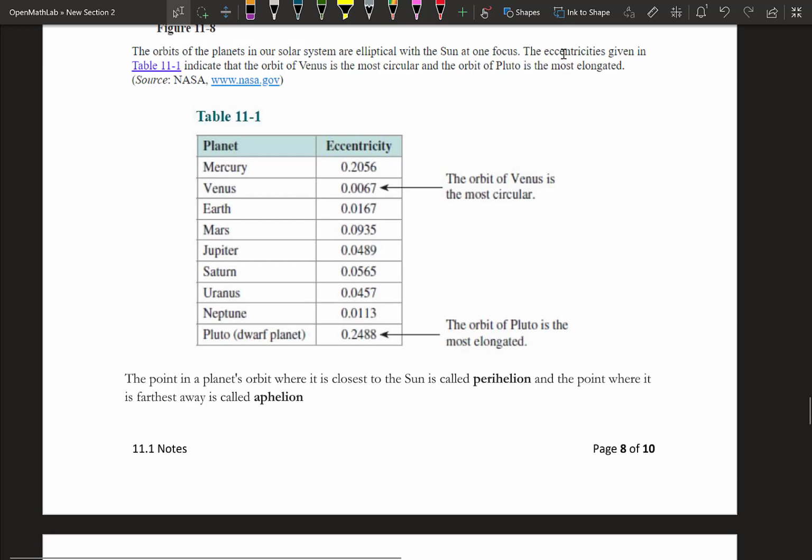So the eccentricities given in the table below, this information is from NASA. Right, so you can see various planets, and note that Pluto is labeled as a dwarf planet, right? And then there's some other terms here. So it says the point in a planet's orbit where it is closest to the sun is called a perihelion, and the point where it is furthest away is called aphelion.